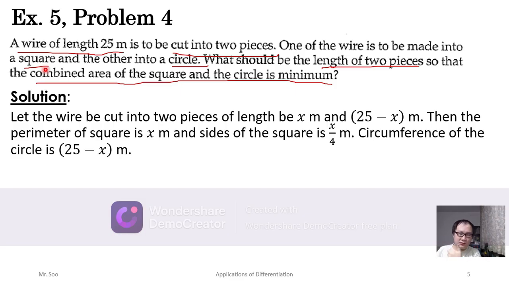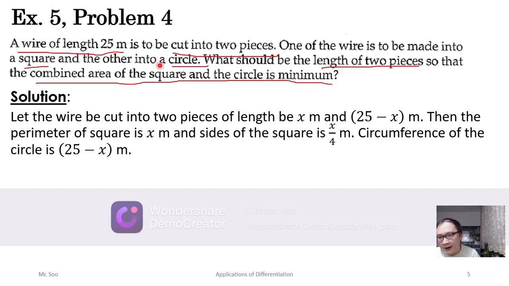Hence, what is each side of the square? Isn't it the total perimeter divided by 4, because a square has 4 sides, correct? So that's why I have this: the side of the square is x over 4.